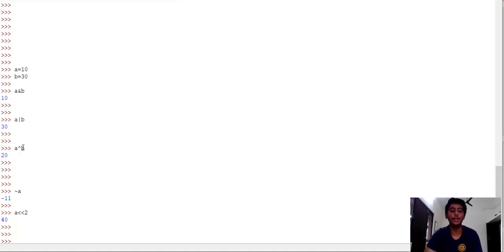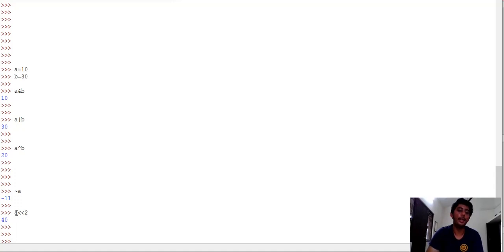A XOR B, that is 10 XOR 20. It will do the bitwise XOR operation between the A and B, that is 10 XOR with 20, the answer will be 20. Not of A, that is complement of A, binary complement, since it will print the 2's complement of the A, that is A is 10, so the 2's complement will be minus 11.